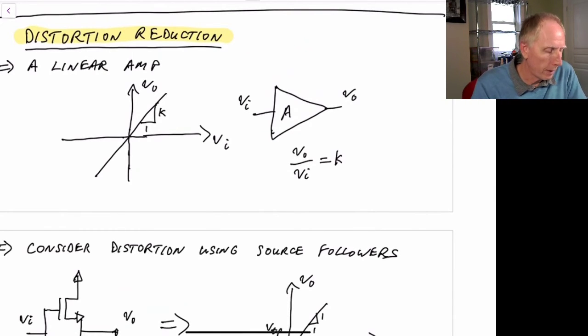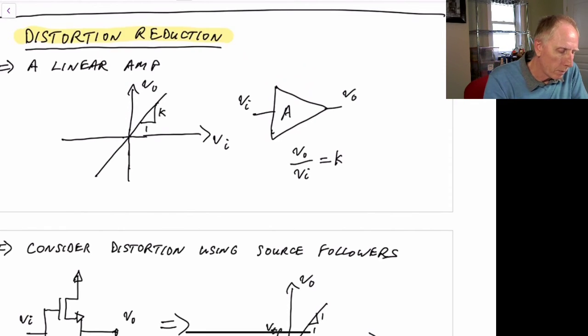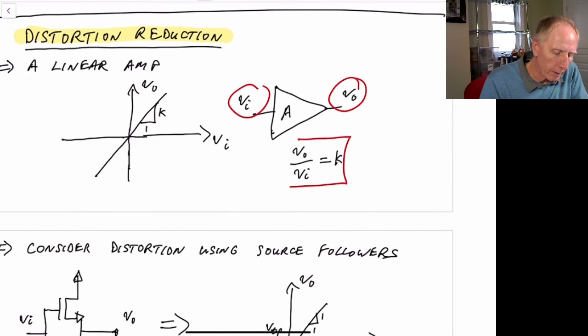The next benefit of feedback I want to talk about is distortion reduction. So a linear amplifier would look something like this. If we plotted an amplifier with an input V_i and output V_out, and had a gain A, we'll say that in this case V_out over V_i was equal to K, so A was equal to K in this case.